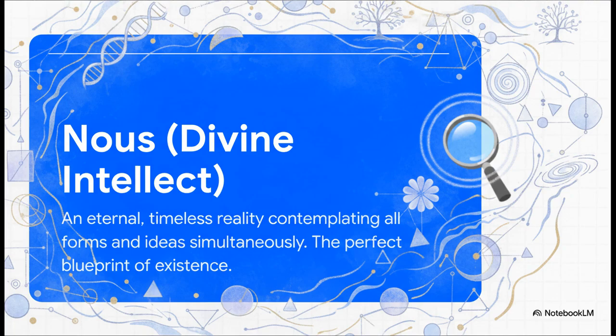We arrive at the next layer, Nous, or the divine intellect. If the world soul was like a story unfolding one event after another, Nous is the opposite. It's a completely timeless, eternal reality. It doesn't experience things in a sequence. Instead, it contemplates every possibility, every form, every single idea all at once, in one perfect static now. It's the complete blueprint for everything that ever could be.